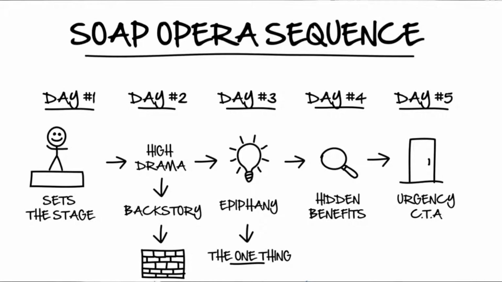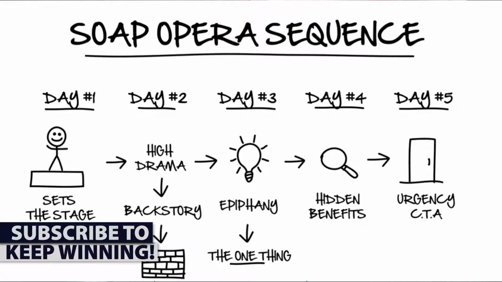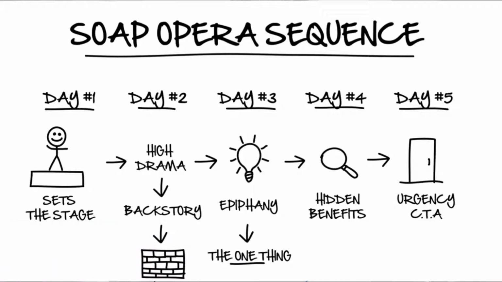Now here you see that there's 5 different days, and that this whole time we're telling them a story and we lead them to day 5. On day 1, it's called sets the stage. You want to introduce yourself. You first want to welcome them to your list. You want to give them what they requested, the download, the PDF, or whatever it is that they requested when they gave you their email. And then you want to congratulate them for joining the list.